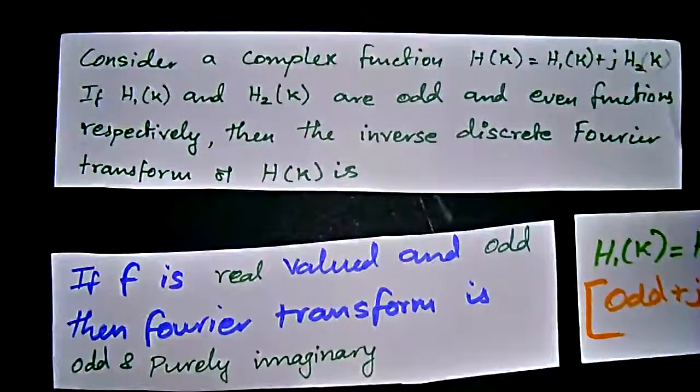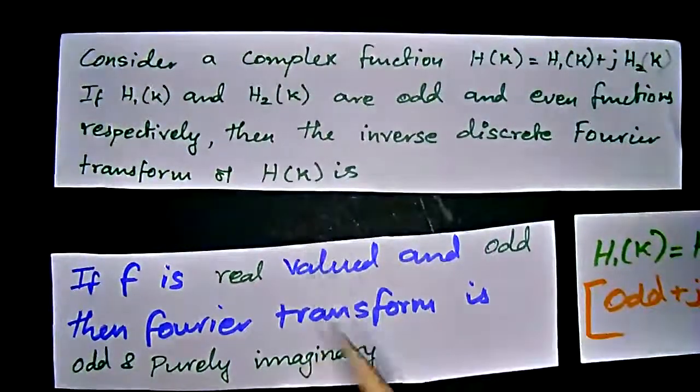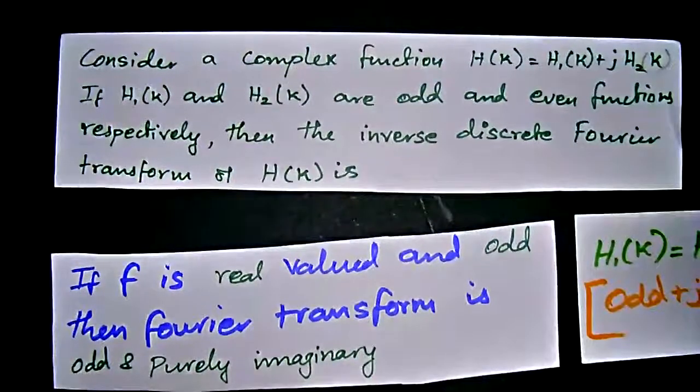if the function is real and odd, then the Fourier transform is odd and purely imaginary. So here we have the real part, and we get a purely imaginary result because we have the odd function here, which when transformed to the frequency domain, whether t or f, we will get an odd function that is purely imaginary.